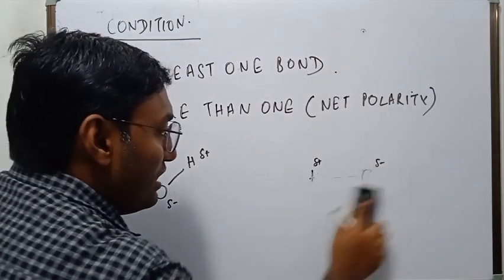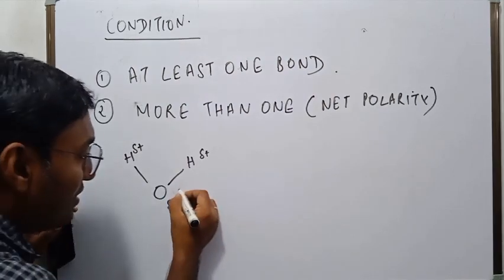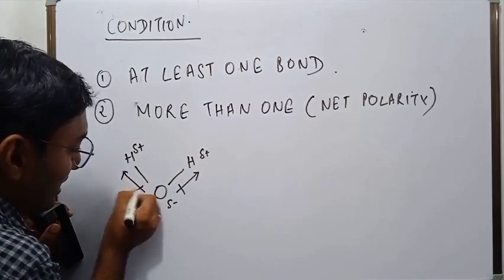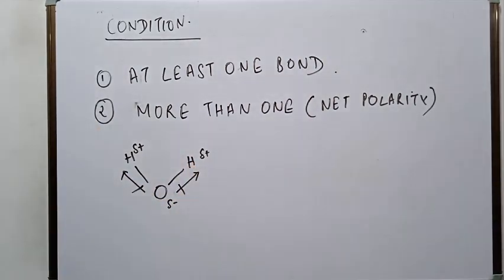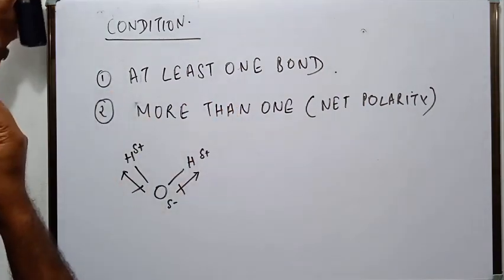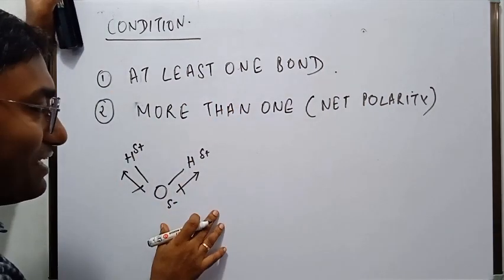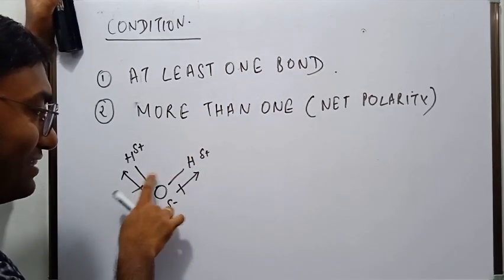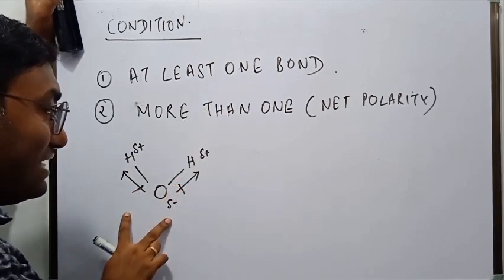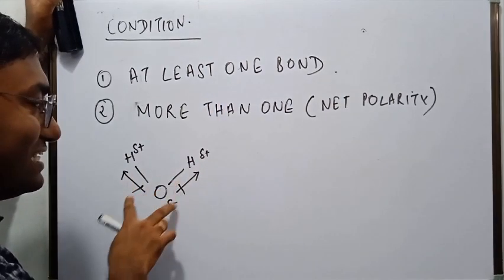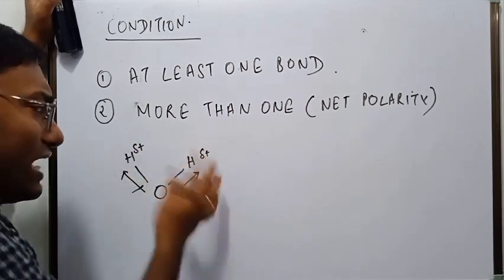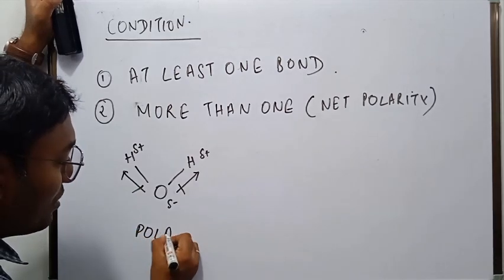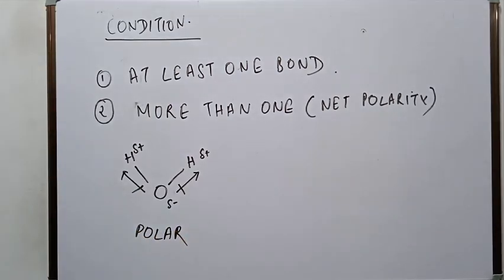So here, if you are drawing the vector, it will come like this. The dipole moments are both in the same direction only, not in opposite direction. So they won't cancel each other. Fine. So there is more than one polar bond and there is a net polarity because they don't cancel each other. The shape of the molecule is such that they don't cancel each other and therefore water is a polar compound.